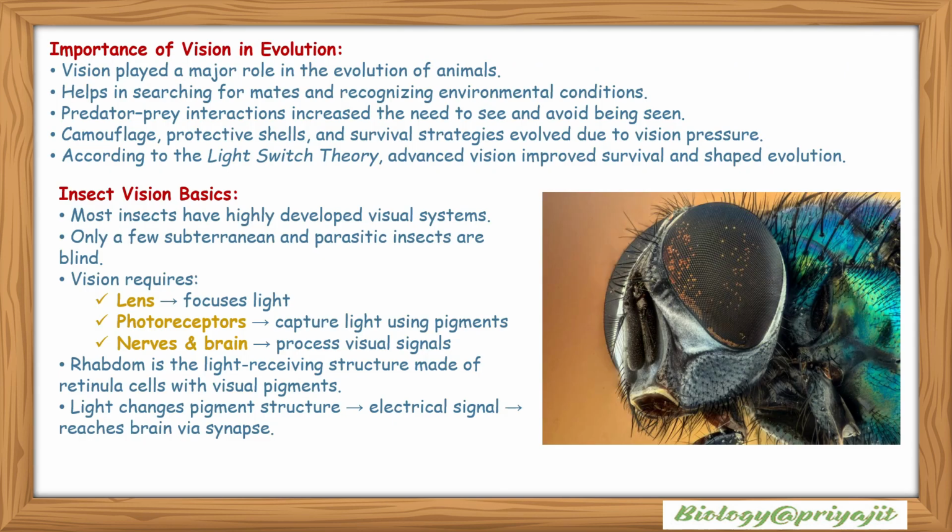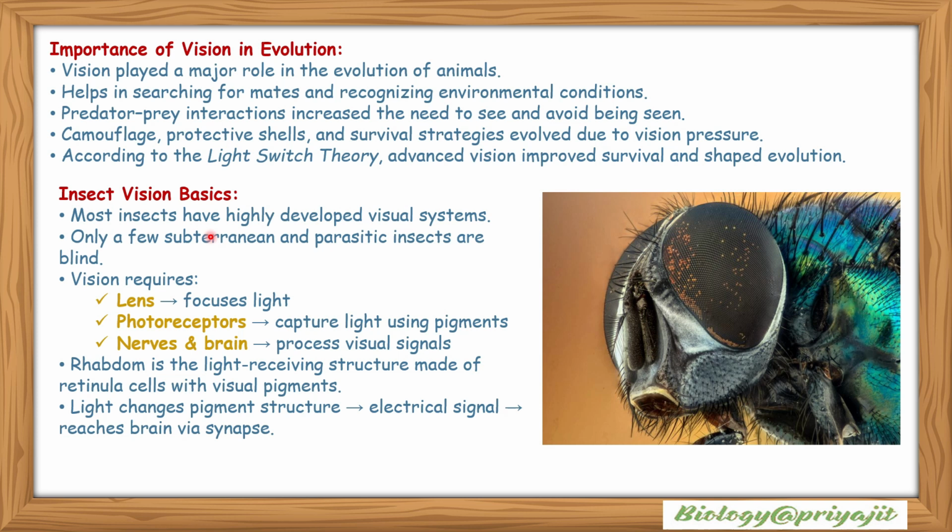Importance of eyes or vision in evolution. Vision played a major role in the evolution of animals, helps in searching for mates and recognizing environmental conditions. Predator-prey interactions increased the need to see and avoid being seen. Camouflage, protective cells, and survival strategies evolved due to vision pressure. According to the light switch theory, advanced vision improved survival and shaped evolution.